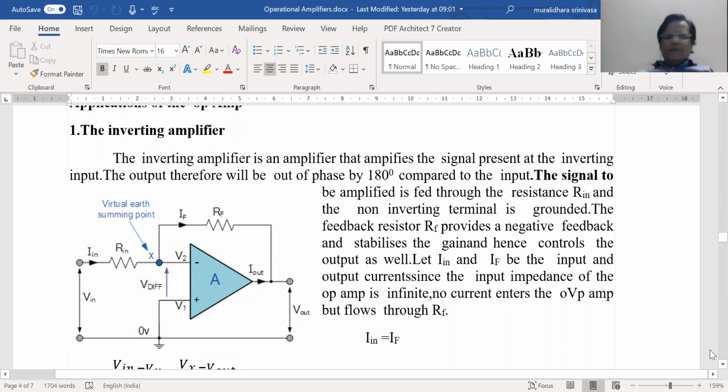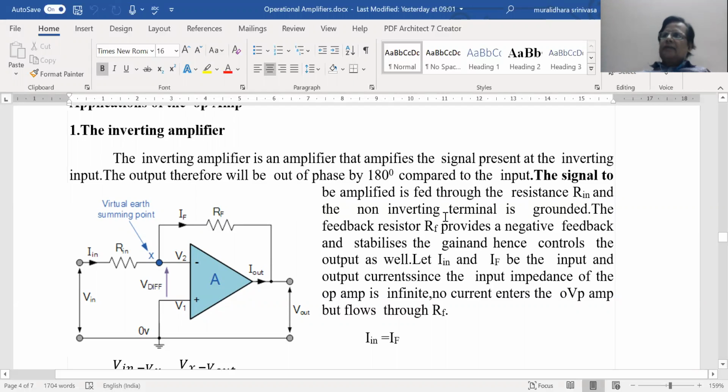Now, in this session, we will discuss some of the linear applications of the op-amp. Now, what do I mean by linear applications? Applications in which the output will be a constant K multiplied by the input. So, essentially what will happen? These will be amplifier circuits.